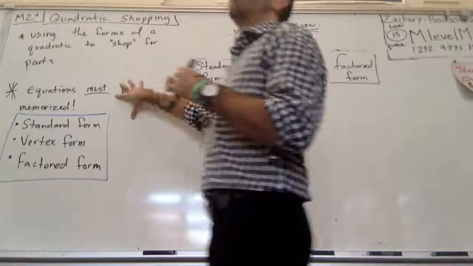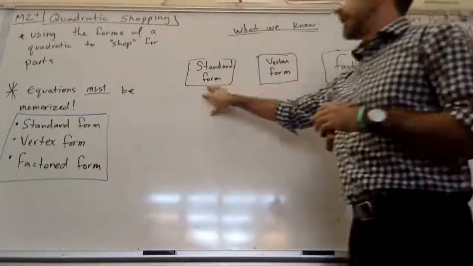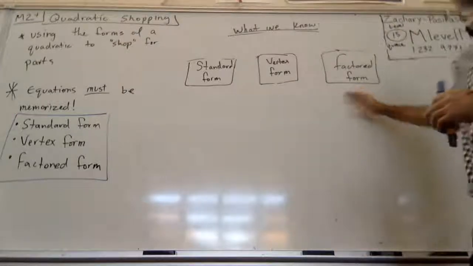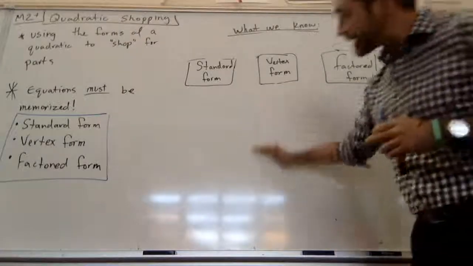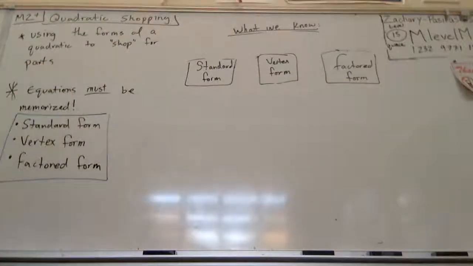So we have the different forms of the equations. We are going to first write down the standard form, vertex form, factor form, and then the shopping list of things that we can find from each of them. So what I want you to be able to do is go between the quadratic forms to shop for the parts. There's some that are easier.